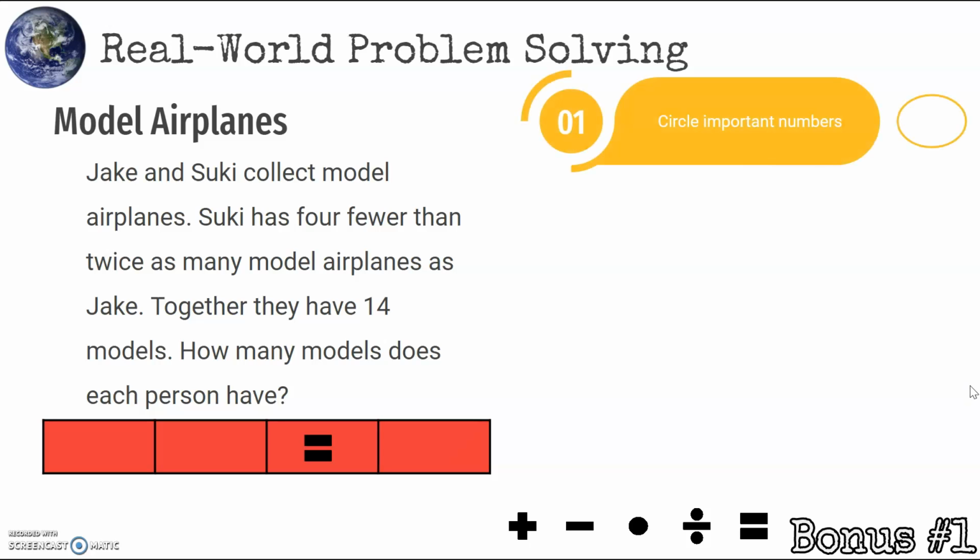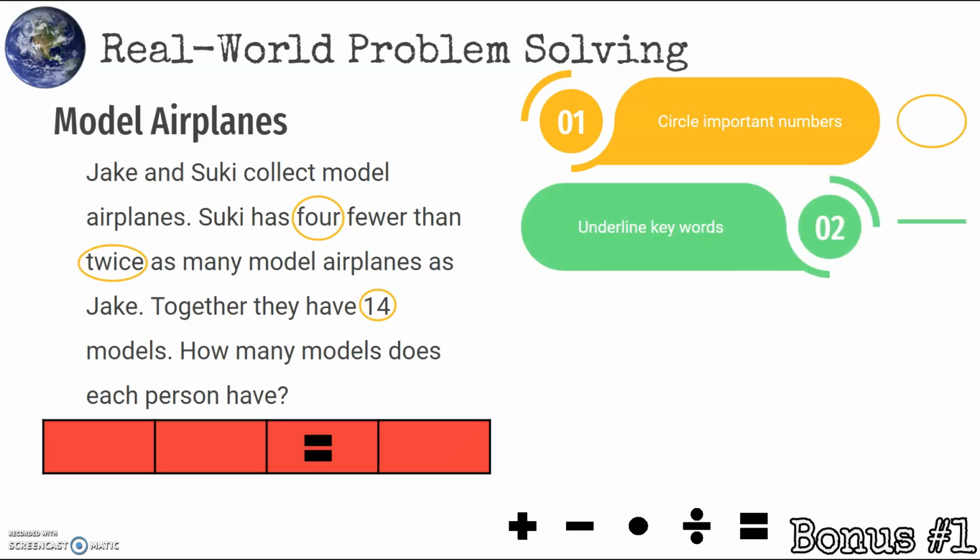Okay, so again, don't be too confused. Just go ahead and circle your important numbers. We have 4. We have twice. Twice would be 2. That's a number. And 14. Those are important numbers to remember. So even though this sounded a little bit weird, just go ahead and go through the steps.